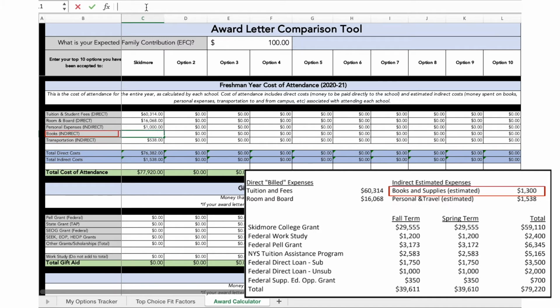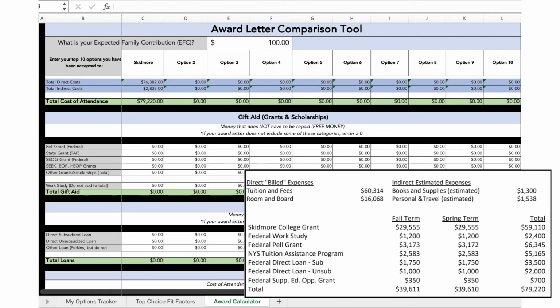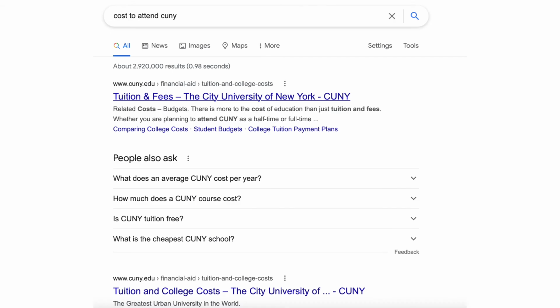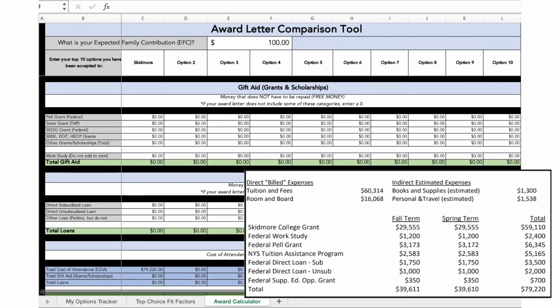After inputting all of my data, I can see the total direct cost and indirect cost. These numbers might look very intimidating at first glance. Remember, this is not the amount that you would have to pay to attend. Sometimes schools might not include the direct and indirect costs to attend on the award letter. You can simply Google the cost to find out this information and then just put it into your award letter tool. I am now moving on to the gift aid section.